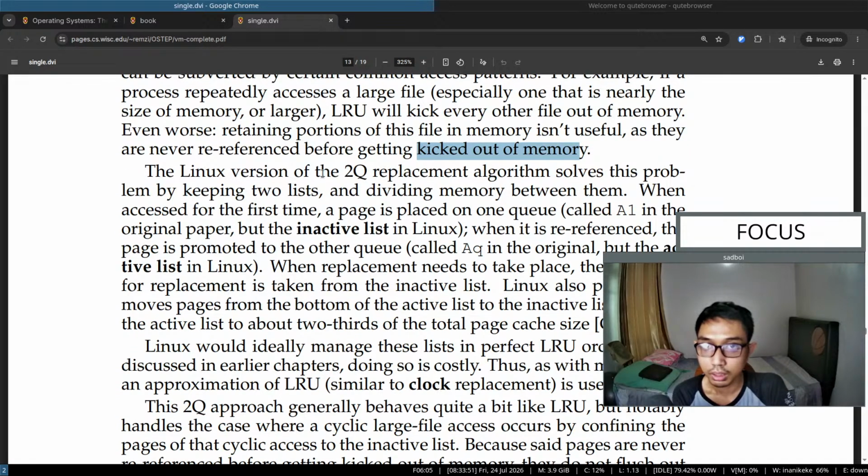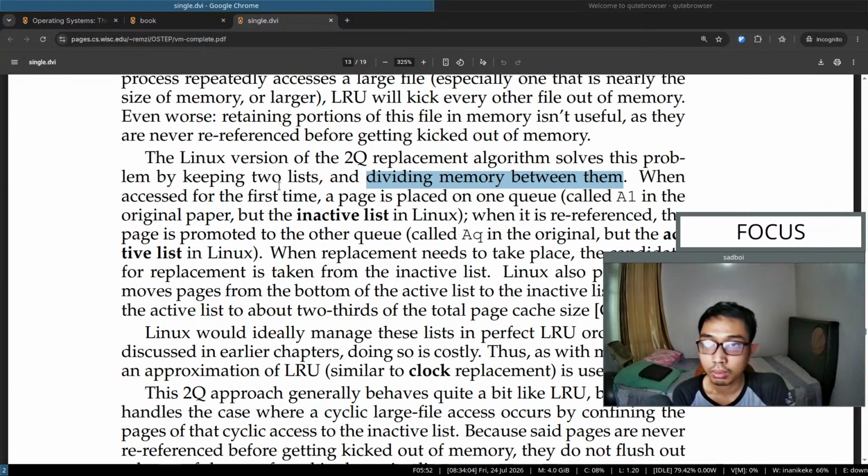The Linux version of the 2Q replacement algorithm solves this problem by keeping two lists and dividing memory between them. When accessed for the first time, a page is placed on one queue called A1 in the original paper, but the inactive list in Linux.